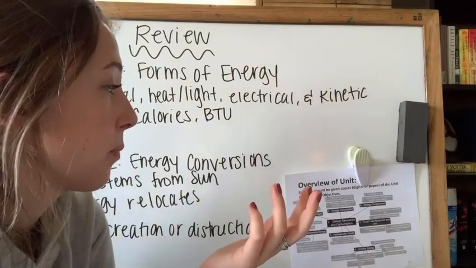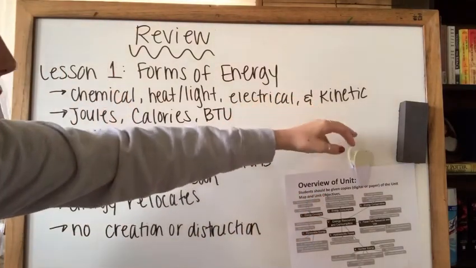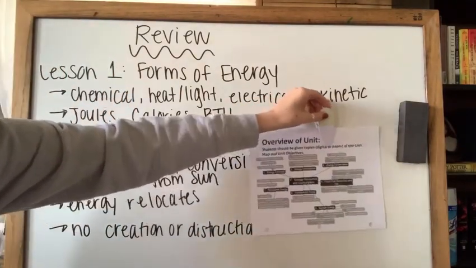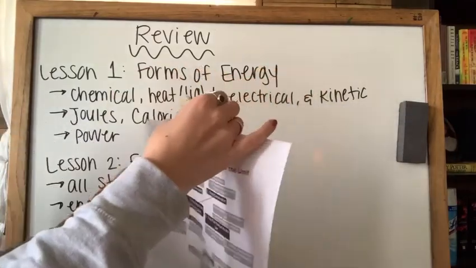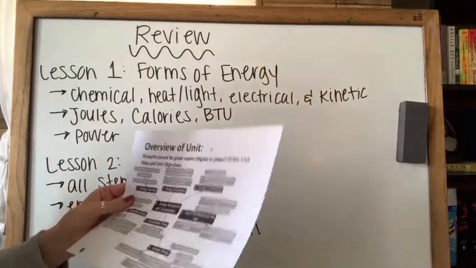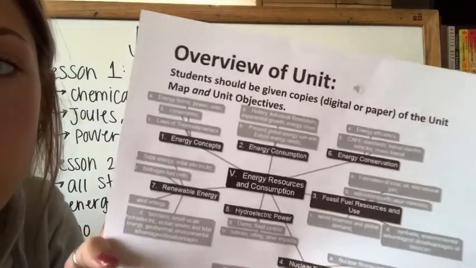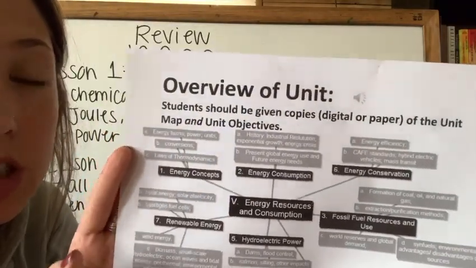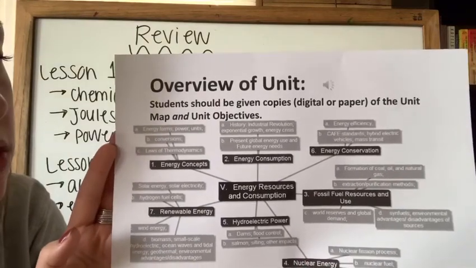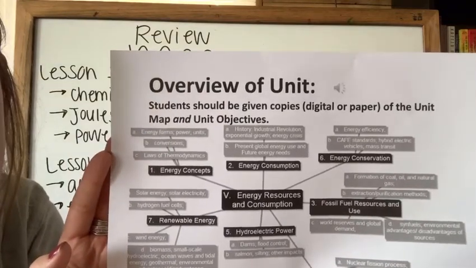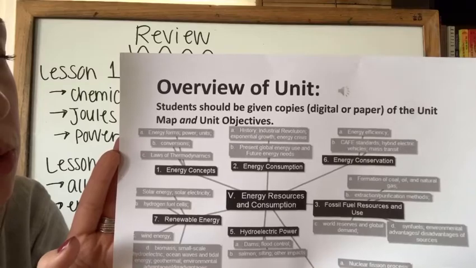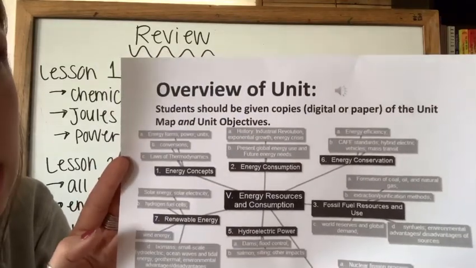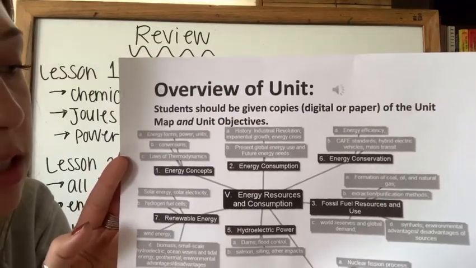So if you were able to look at the overview of our unit, which I've got hanging up here, and I'll kind of bring forward so you guys can see. We have been going over our first section, which is energy concepts. So we have gone over energy forms and power and units, which was in lesson 1, and then we went over conversions in lesson 2.